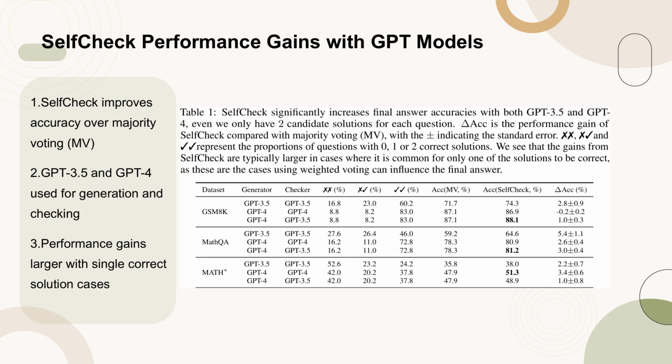The symbols represent the proportions of questions with 0, 1, or 2 correct solutions, respectively. Notably, the gains from SelfCheck are typically larger in scenarios where it is common for only one solution to be correct, as these are the cases where weighted voting can significantly influence the final answer. The table also highlights the use of both GPT 3.5 and GPT 4 for generation and checking, demonstrating that using different LLMs can help to decorrelate errors and improve results.